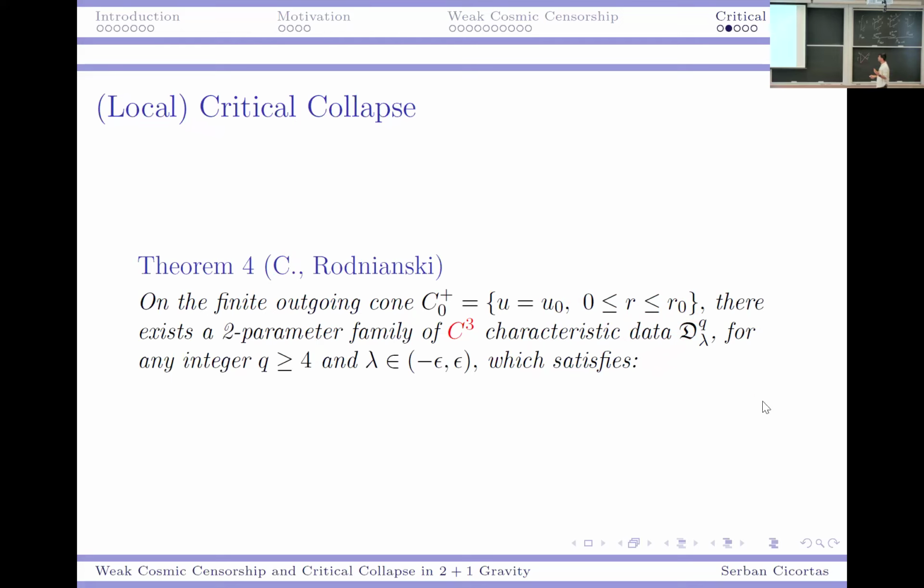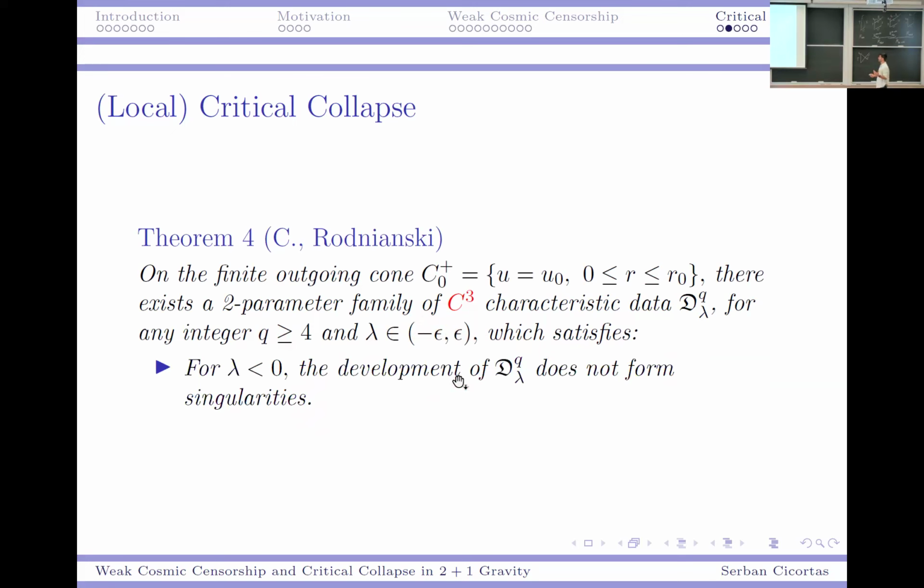Okay, and what we do is we construct a 2-parameter family of C3 characteristic data labeled by d, q, lambda, where q is any integer which is at least 4, and lambda is something small. And here's what this family satisfies. When lambda is less than 0, I'll show pictures very soon in case you cannot follow text, the development of the data does not form singularities. So you're non-collapsing when lambda is less than 0.